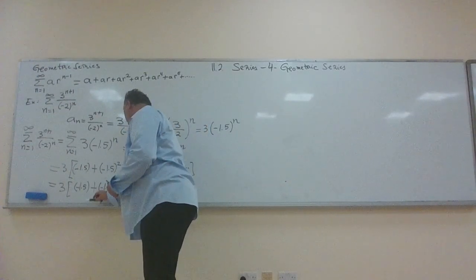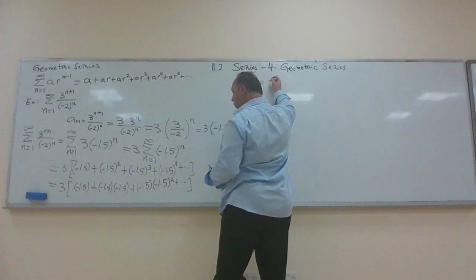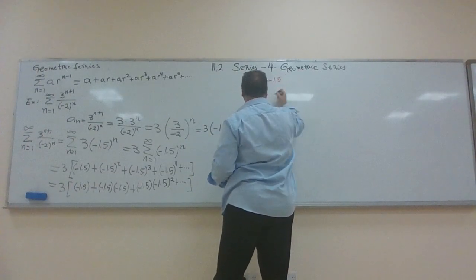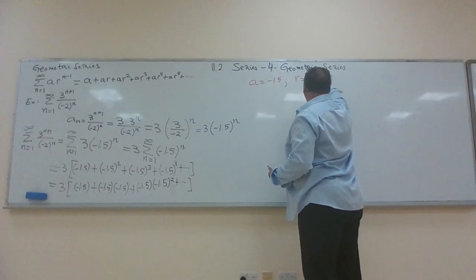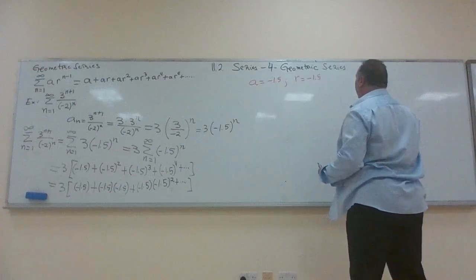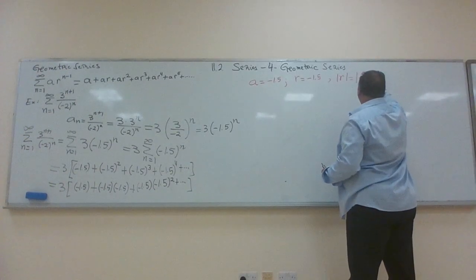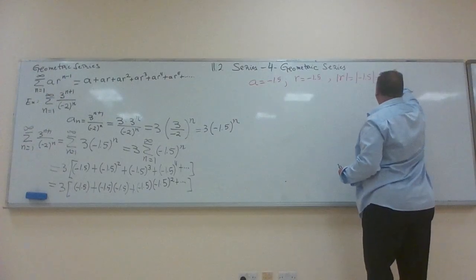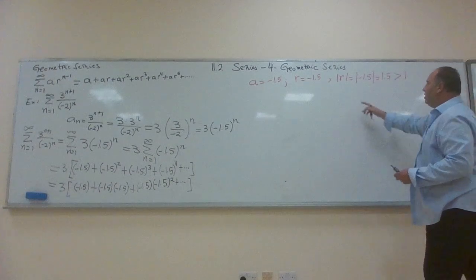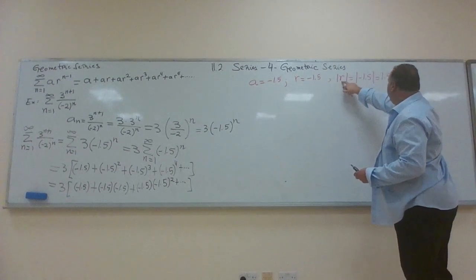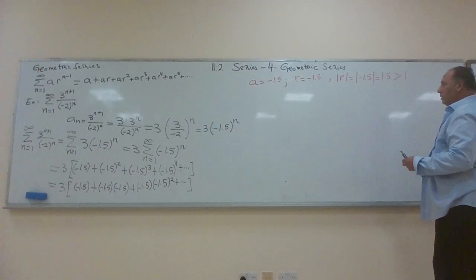So now we know from here that A is equal to negative 1.5. R is also equal to negative 1.5. Now what we see is in absolute value, this thing is equal to 1.5, which is bigger than 1. Uh-oh. We have a geometric series whose common ratio is bigger than 1. What does it mean? It means that the series is divergent.